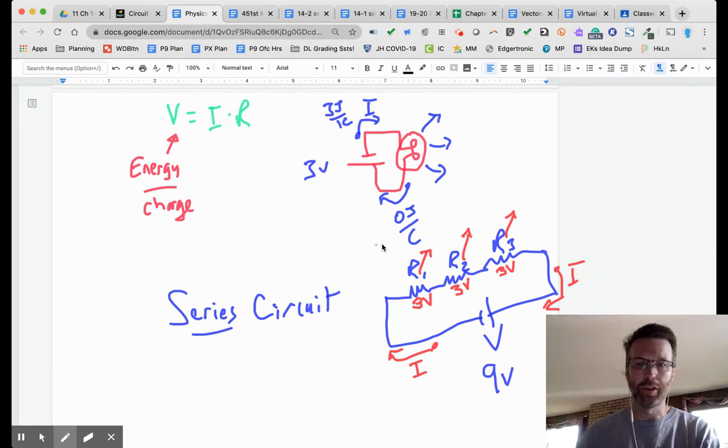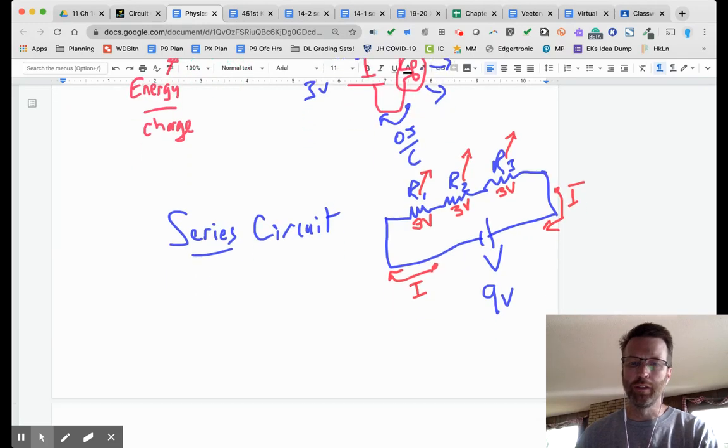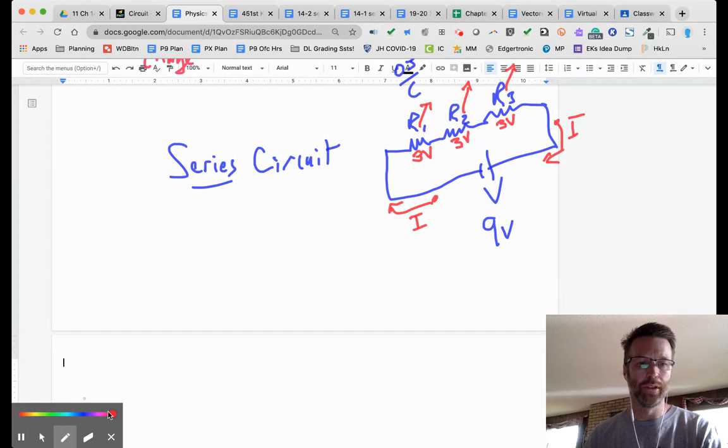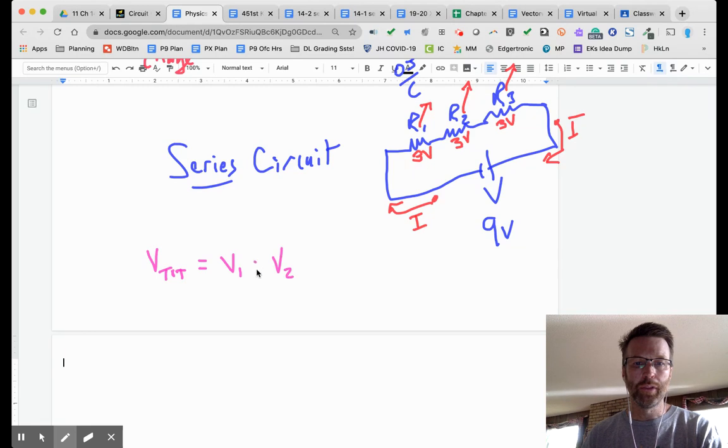So here's a neat idea. If we think about this, what you've maybe noticed is that the total voltage provided is equal to the sum of the voltages. Holy cow, what was that? Hold on, let's do a little bit of quick analysis here. So you may have noticed that the voltage total, 9 volts, is equal to the voltage at resistor 1 plus the voltage at resistor 2 plus the voltage at resistor 3.